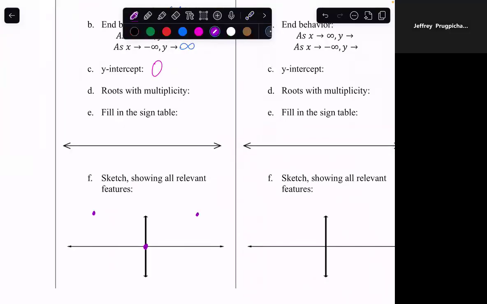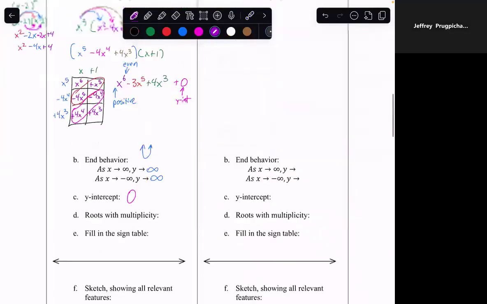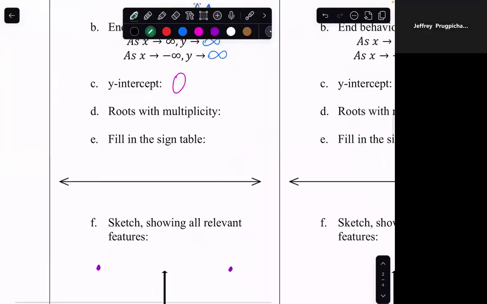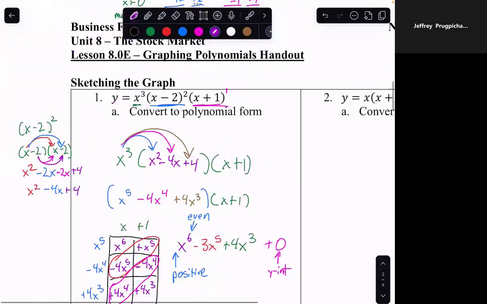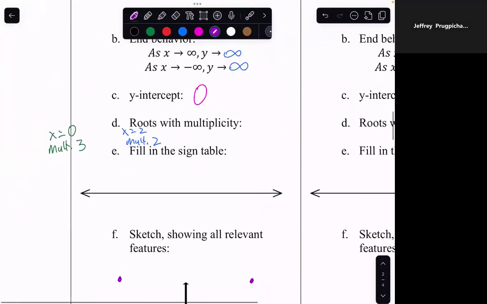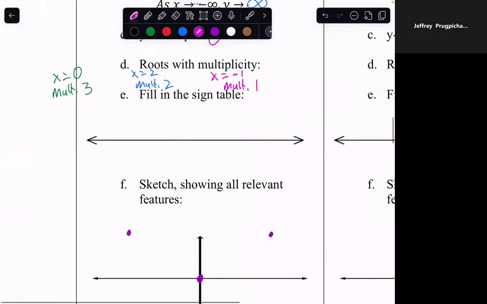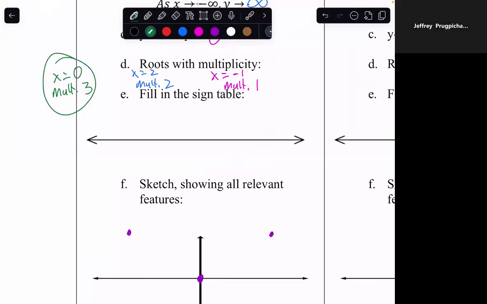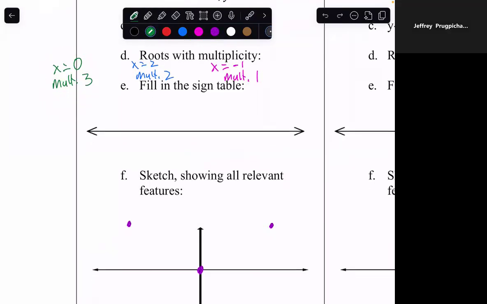Okay, next, the roots with multiplicity. I wrote it up at the top, but let me just copy it right here real fast. So we had x equals 0 with a multiplicity of 3. We had x equals 2 with a multiplicity of 2. And then we had x equals -1 with a multiplicity of 1. First of all, a root means that it's an x-intercept. So we will put an x-intercept at x equals 0, which overlaps the y-intercept. The origin is both an x and a y-intercept.